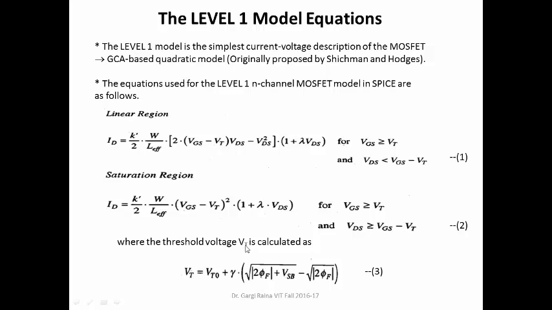And the expression for Vt is given as Vt equals V threshold initial, VTO, plus gamma, which is the body effect parameter, into root of (twice phi f, the Fermi inversion potential, plus VSB, the substrate bias voltage) minus root of 2 phi f.